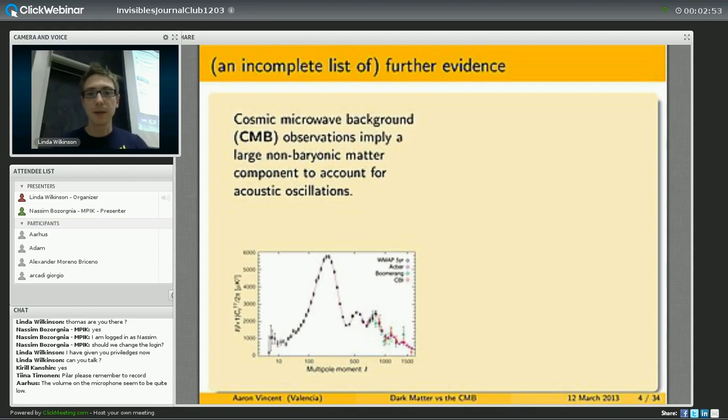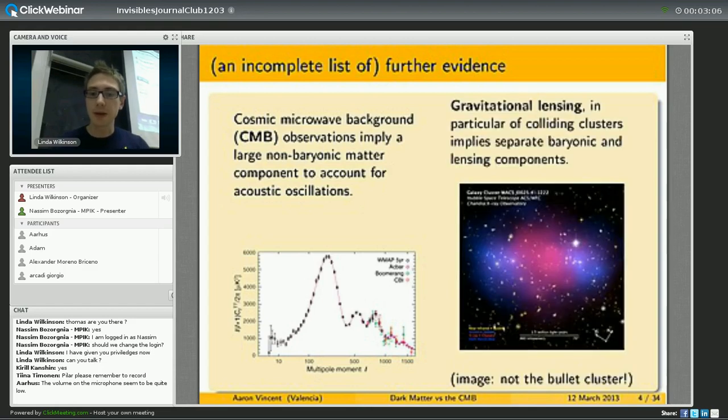The oscillations of the CMB require a larger restorative force from gravity than would normally be seen from just looking from the baryons available. And there are measurements such as gravitational lensing that point to a large invisible component of matter that is lensing the light of galaxies in the far distance as it passes through clusters of galaxies. And I just want to point out that this image is not the bullet cluster.